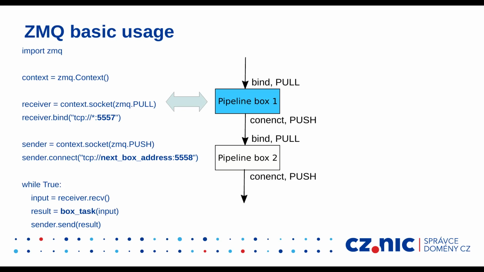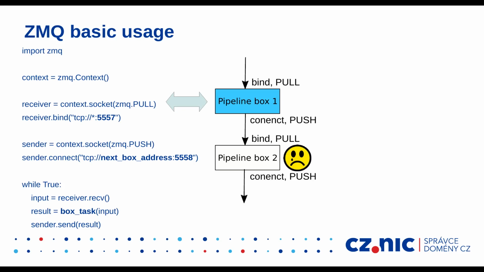Let's begin with importing ZeroMQ module and creating ZeroMQ context. ZeroMQ context is just a space from which we take ZeroMQ sockets. We create one pull socket for ingress and bind it, and one push socket for egress, which we connect to the next box in the pipeline. Everything's done.